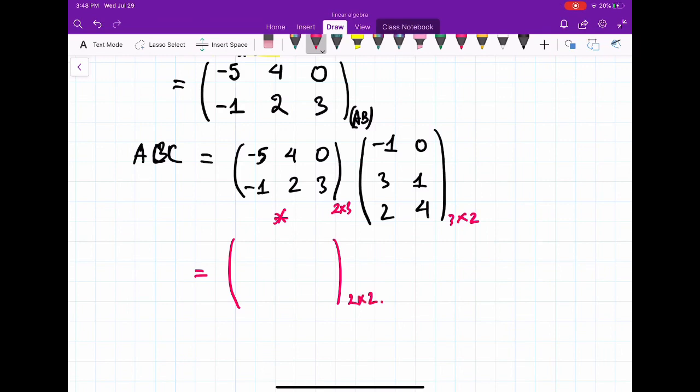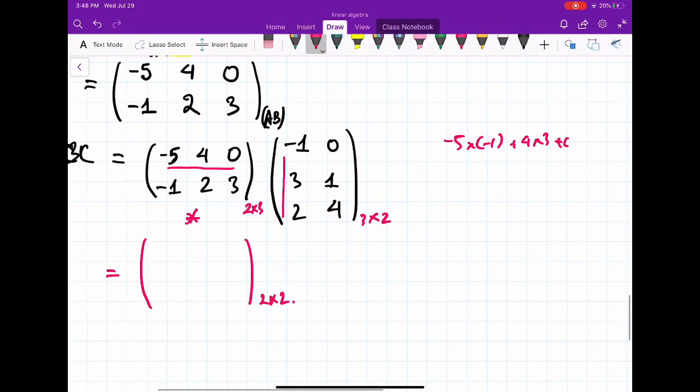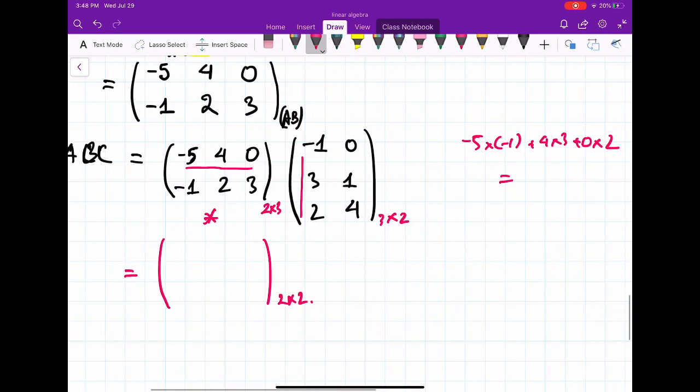So let's multiply the first row with the first column. I have -5 times -1, plus 4 times 3, plus 0 times 2. That is 5 plus 12, which is 17. And then the second row with the first column, I have 1 plus 6 plus 6. That is 13.